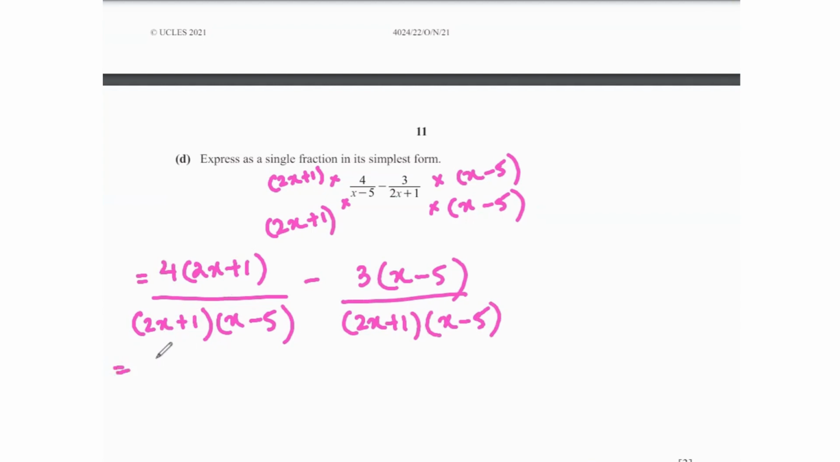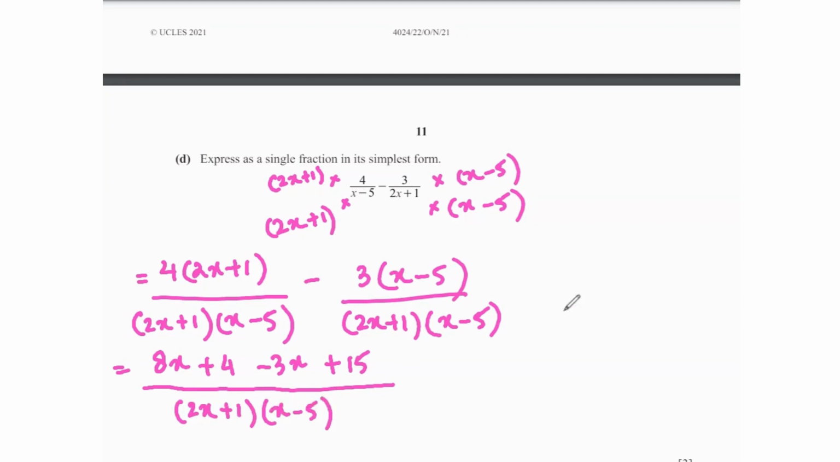Expand the brackets in the numerator. So 4 times 2x is 8x plus 4. Then minus 3x, the minus sign gets distributed with 3 in the bracket, and plus 15. Since the denominator is equal, we can write it as a single fraction. Now we collect the like terms in the numerator. 8x minus 3x is 5x, and 4 plus 15 is 19. So we are left with 2x plus 1 times x minus 5 in the denominator and 5x plus 19 in the numerator.